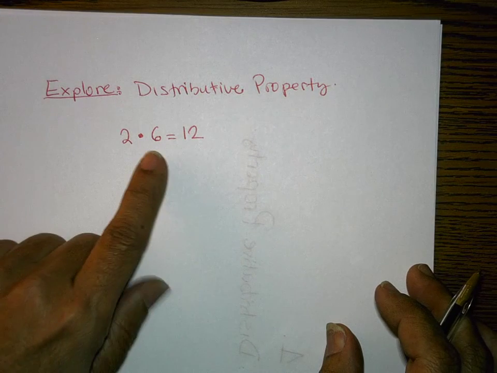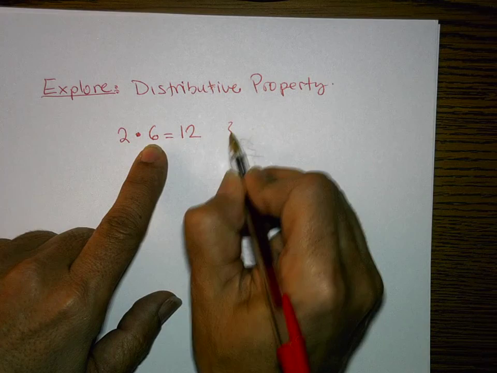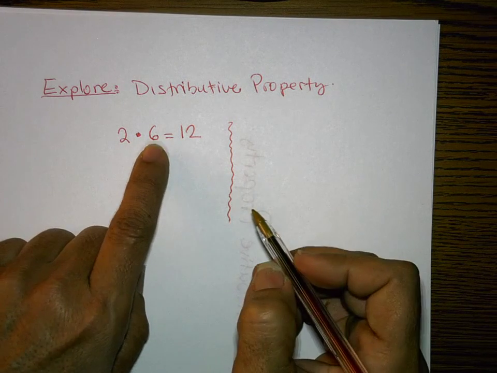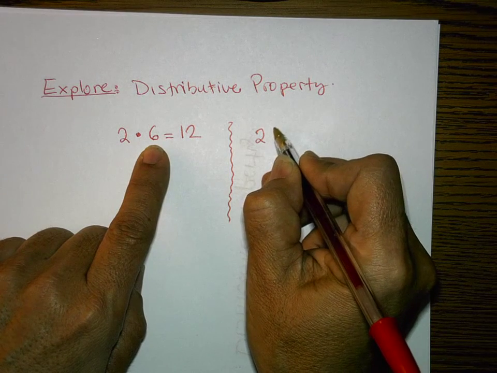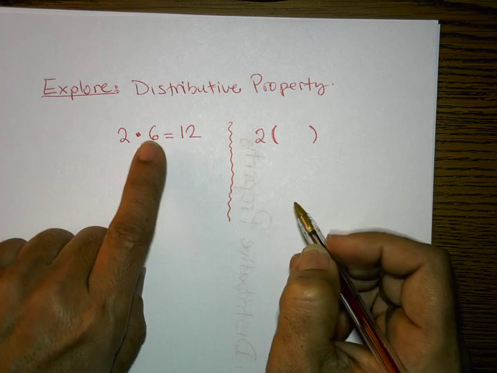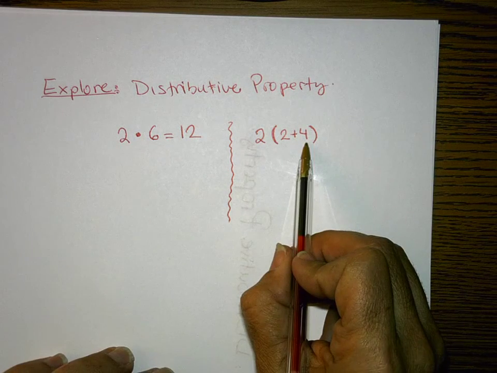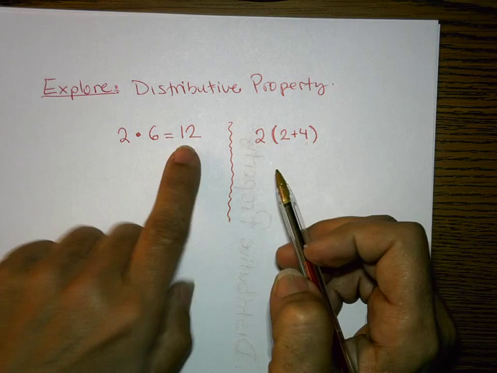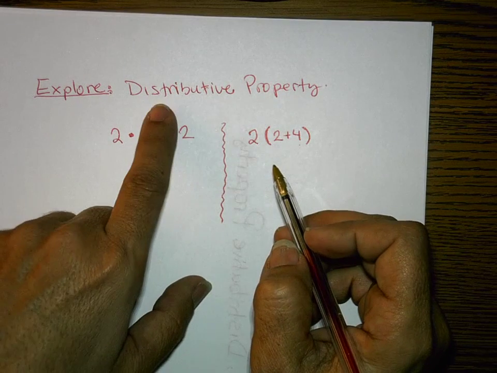But how about if I want to write 6 in a different way? We learned this in elementary school, but we never understood why we were writing 6 in a different way. I still want to multiply by 2, but I'm going to put 6 in parentheses because I want to write it as 2 plus 4. 2 plus 4 is still 6. I just wrote it in a different way. Would I still get 12 if I multiply them? Yes, if we use the distributive property.